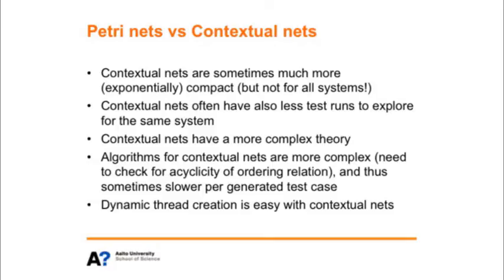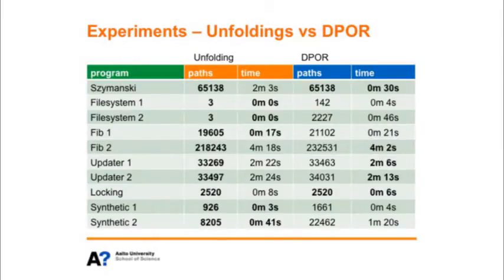Okay, so contextual nets are sometimes much more compact. They can be exponentially more compact, have fewer test runs, have more complex theory, actually are very subtle, as we found out. It took a while to figure out. Algorithms are more complex. Dynamic thread creation is actually easy now with these guys. So here's some experimental data.